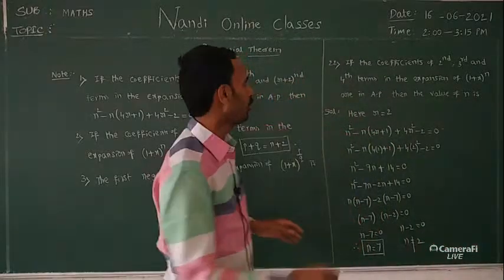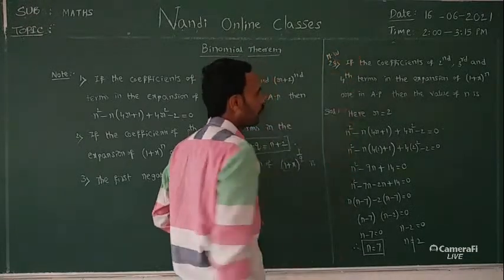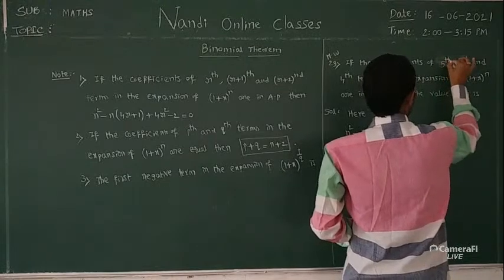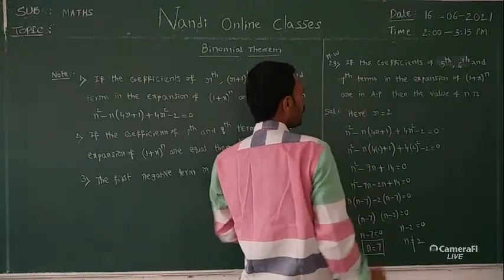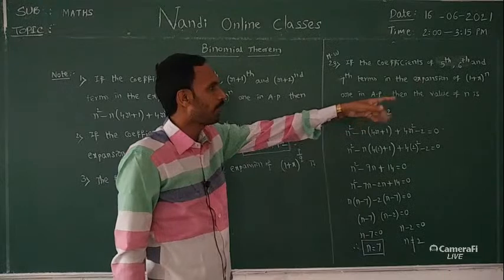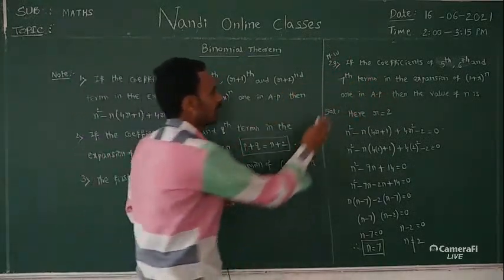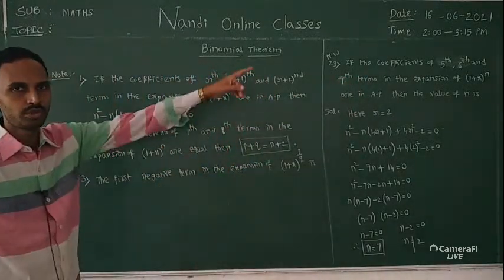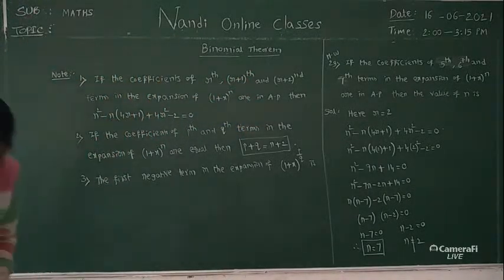Okay, one problem for homework, 23. If the coefficients of 5th, 6th and 7th terms in the expansion of 1 plus x whole power n are in AP, then what is the value of n? You do that problem as homework. So the 24th problem. Now 24.